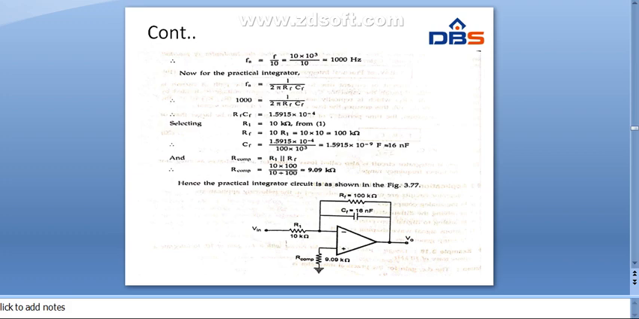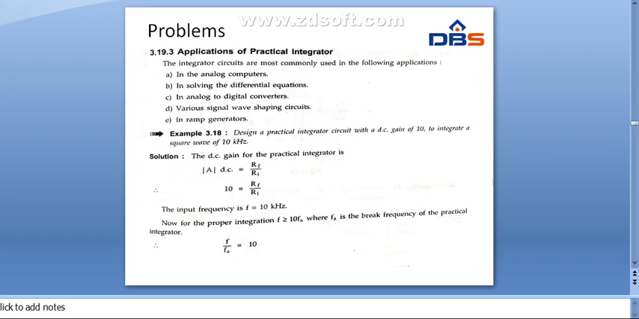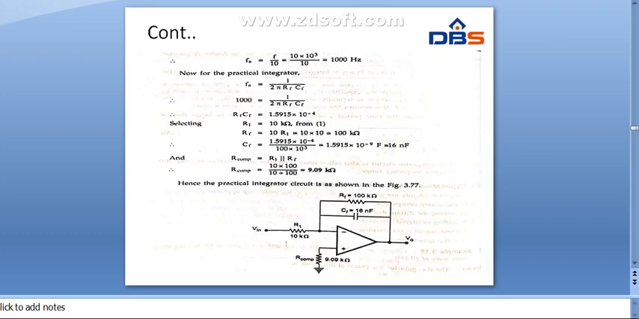Substitute RF, CF, R1 and the compensating resistor value in the practical integrator. This is the designing of the practical integrator. Choose F greater than or equal to 10 FA.